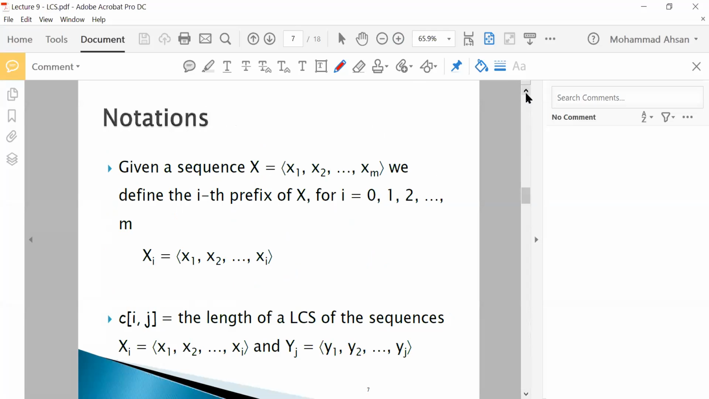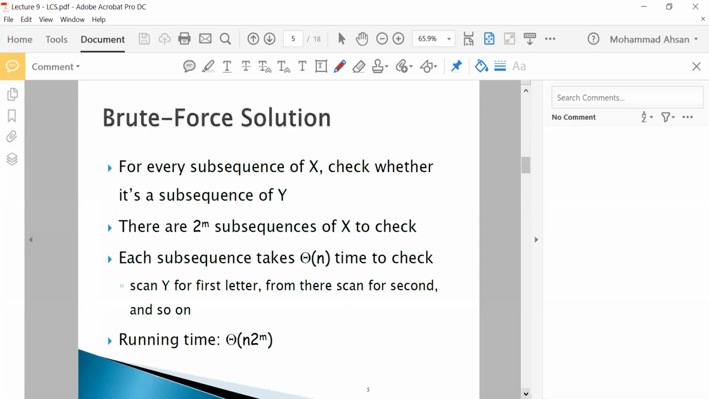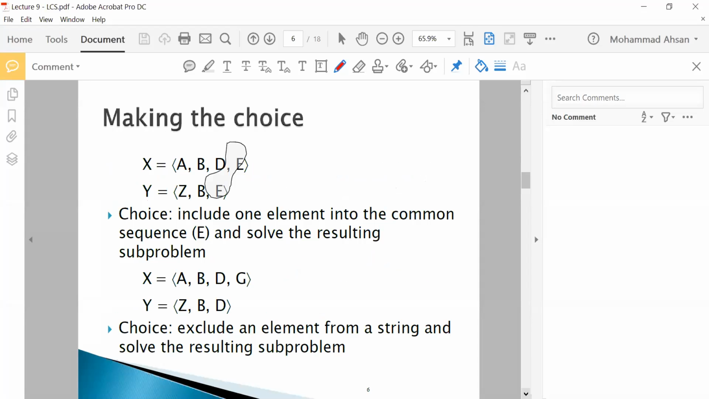In the case of longest common subsequence, what I told you yesterday is that brute force would mean we find all possible subsets of the elements of this sequence, then try to match the subsets of x with all the subsets of y, and see which matching subset is the longest one. That will be brute force, and that will take around n times 2 to the power m running time. This we discussed yesterday.